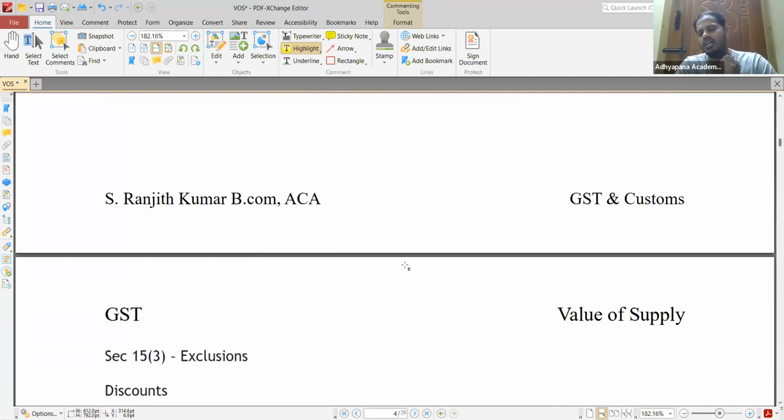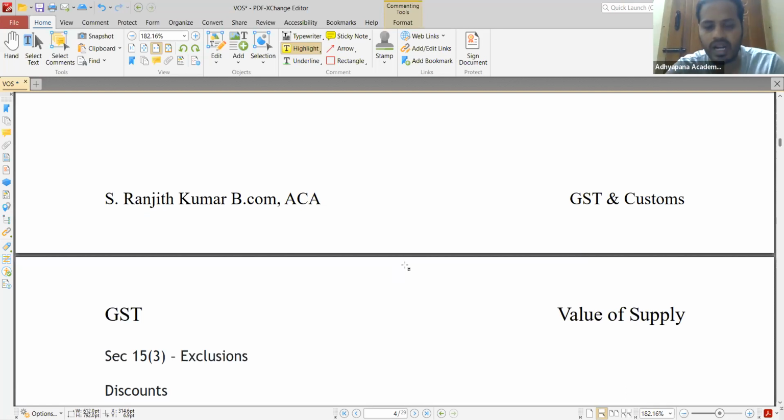See, before jumping to 15.3, we'll repeat what we learned in 15.1 and 15.2. In 15.1, transaction value is equal to assessable value provided 3 conditions are satisfied. What are those 3 conditions? PSP: price actually paid or payable, supply to an unrelated person, and price is the sole consideration. If any of the conditions is not satisfied, then you have to jump and see the valuation rules. Valuation rules we have not seen, but we'll see them in the class.